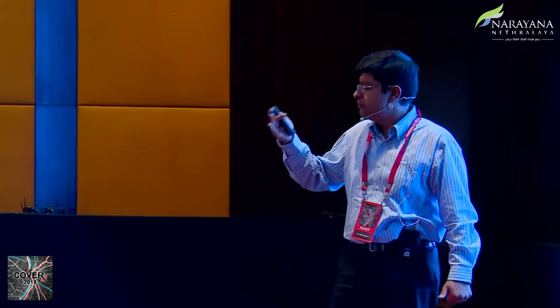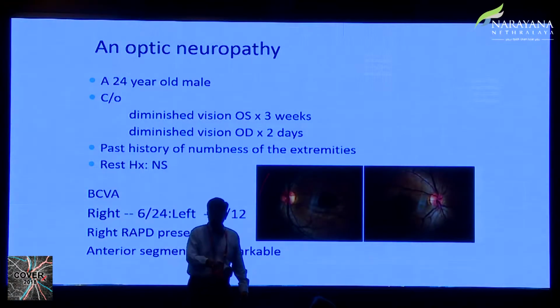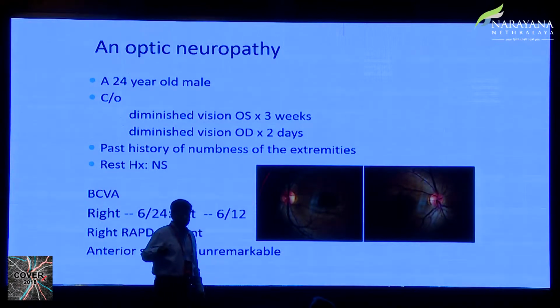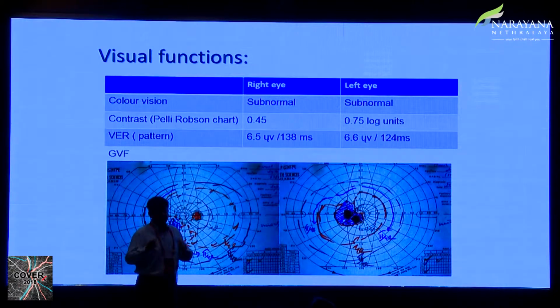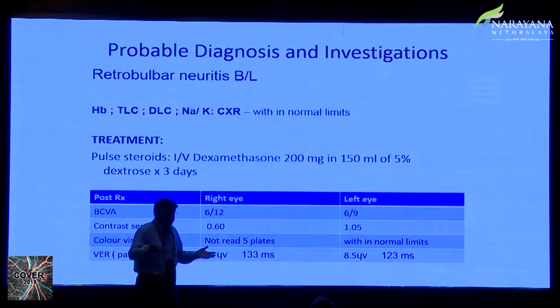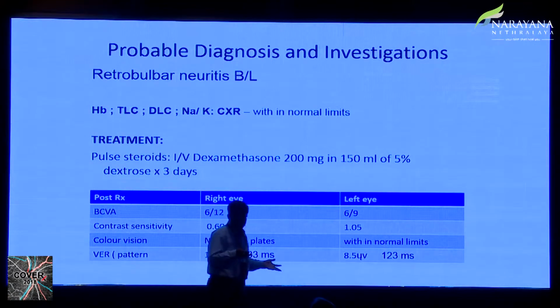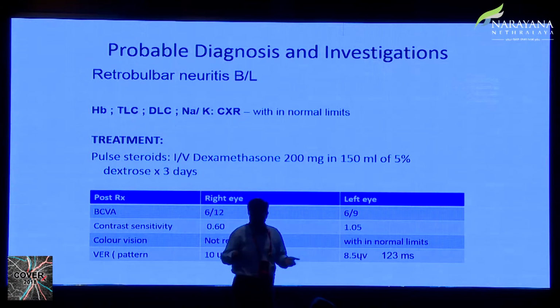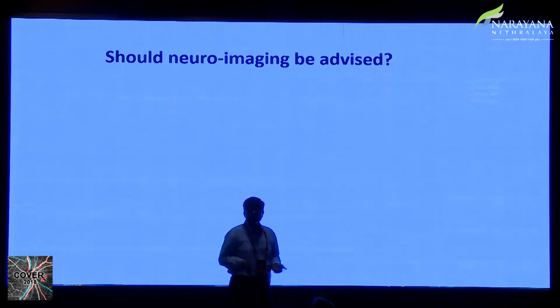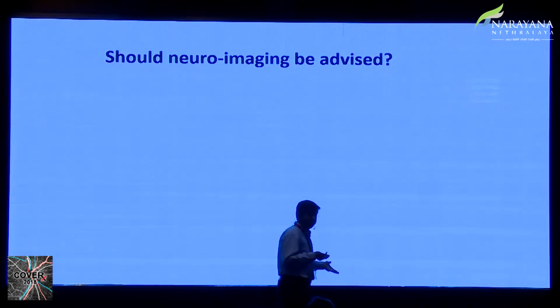So this was a 24-year-old male presented with diminution of vision in one eye followed by the other. You can see the vision is subnormal, the discs were essentially normal. You can see a variable field defect, you have color contrast affected. Well, we diagnosed bilateral retrobulbar neuritis, gave pulse steroids, and the patient improved significantly. So the question is, should we actually neuroimage?